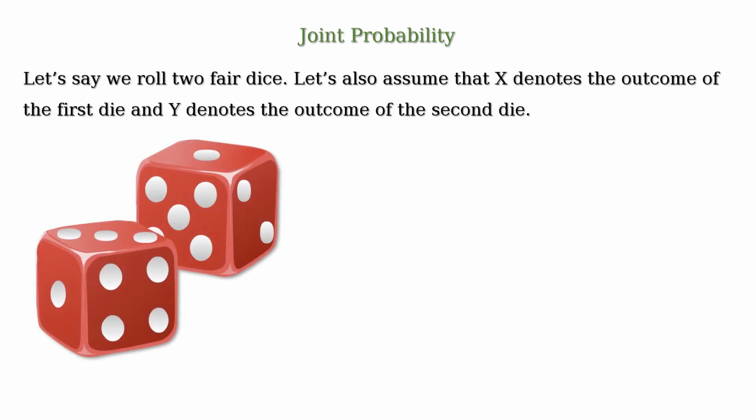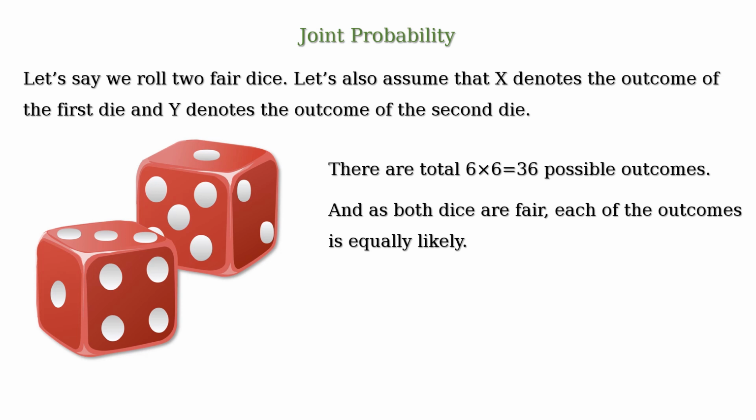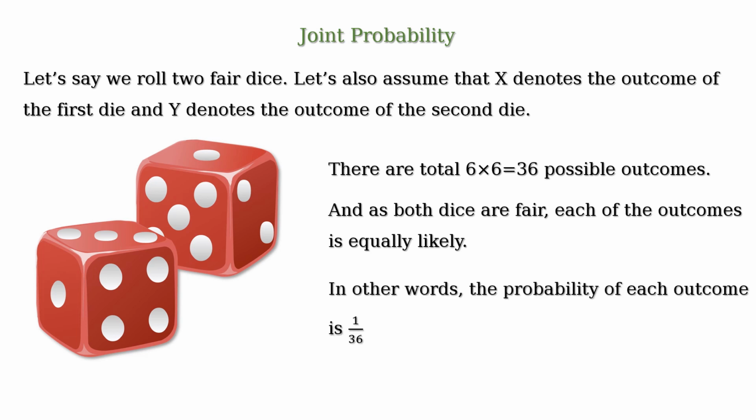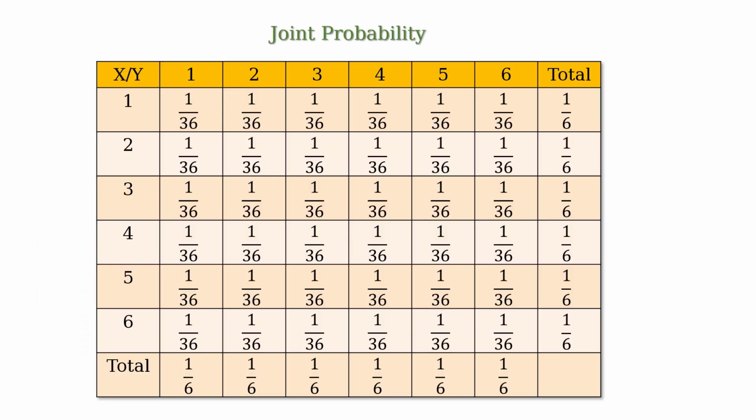Let's also assume that capital X denotes the outcome of the first die and capital Y denotes the outcome of the second die. Now, there are a total of 36 possible outcomes, and as both dice are fair, each of the outcomes is equally likely. In other words, the probability of each outcome is 1 by 36. So, the joint probability distribution of X and Y can be given by the following table. So, if we want to find out the probability P(X=2, Y=3), we can do so easily using the joint probability distribution table of X and Y.